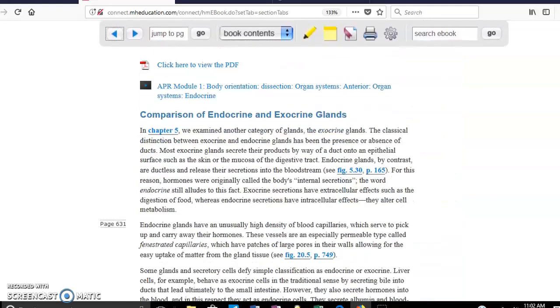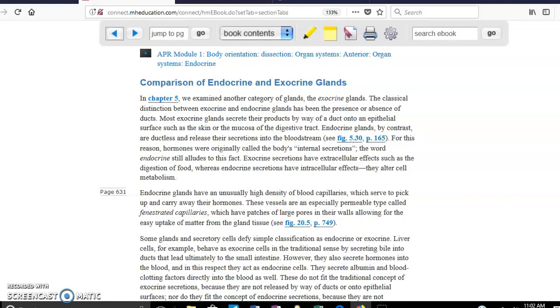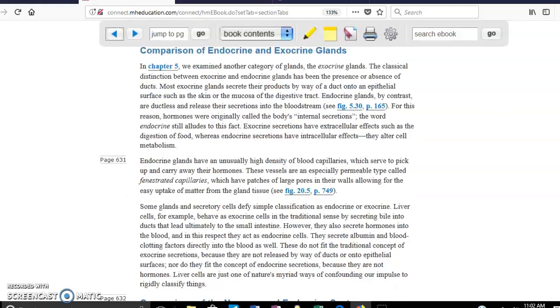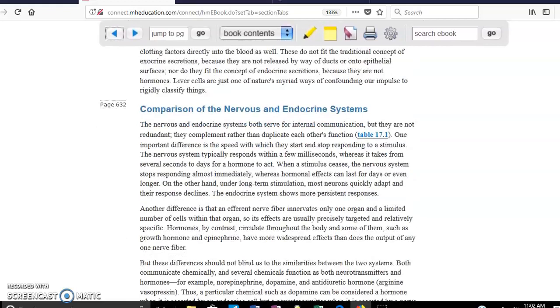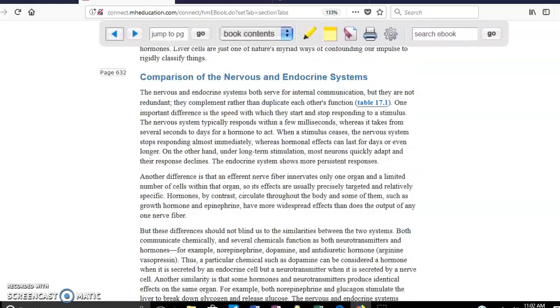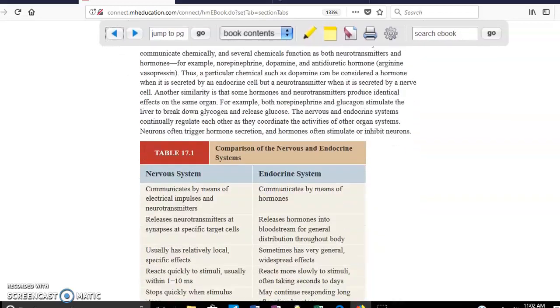So if we keep scrolling down, we can see the comparison between endocrine and exocrine. Exocrine glands secrete the contents that they produce to the exterior using a tube or a duct. And the endocrine system, the contents that they produce, they release it to the blood. Comparison with the nervous system, they show it in here because these two systems are going to be used in order to control everything that's going on in our body. They are not redundant, but rather they complement each other.